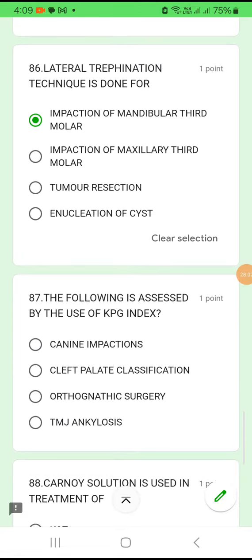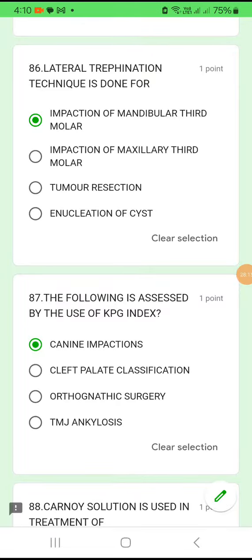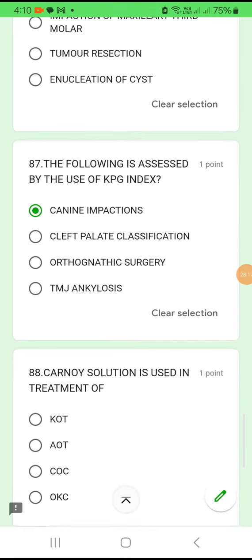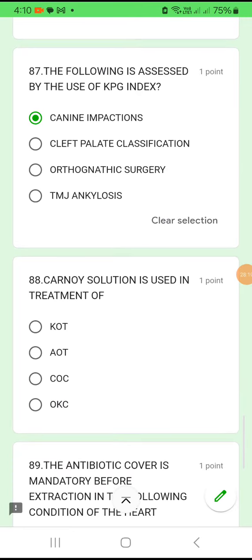Okay. Question number 87. The following is assessed by the use of KPG index. Canine impaction or cleft palate classification, orthodontic surgery or TMJ analysis. Ankylosis. Okay, KPG index is used for canine impactions.